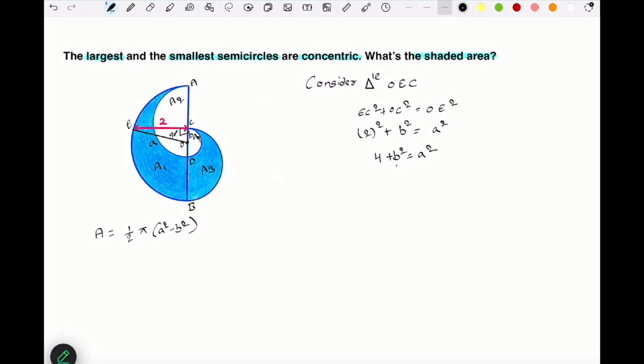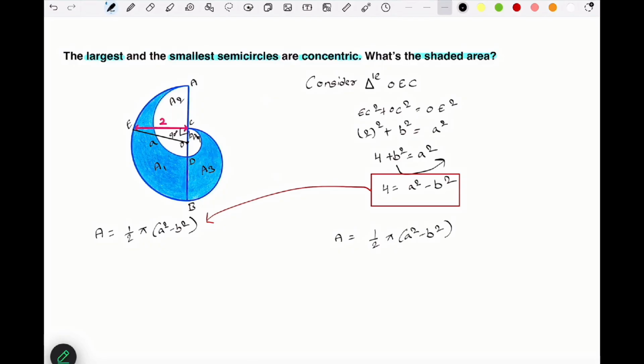If we send the B square to the right hand side, then it will become negative. 4 is equal to A square minus B square. If we substitute our finding A square minus B square equal to 4 in our previous finding, area is equal to half times pi times A square minus B square. So we have the equation area is equal to half times pi times A square minus B square. If we substitute A square minus B square equal to 4, half times pi times 4. We can cancel this 2 times, right? So the area of the shaded part is equal to 2 pi.